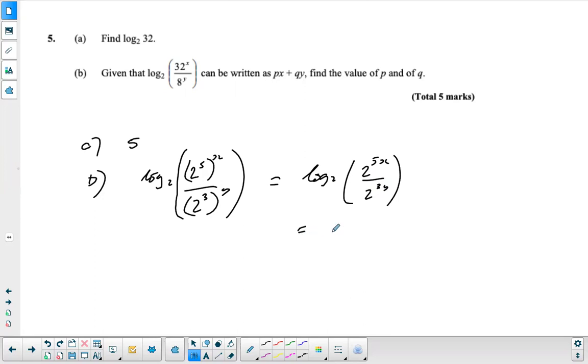So that simply gives us 5x minus 3y. State your answer though. P is equal to 5, Q is equal to negative 3.